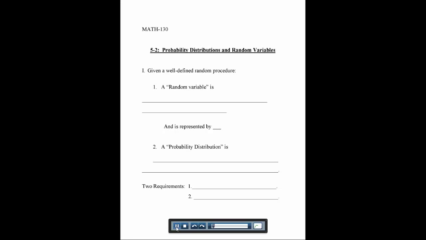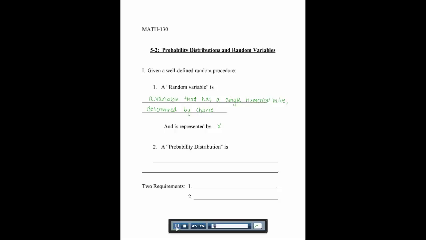In section 5.2, we're going to talk about probability distributions and random variables. Okay, so first we need to define what a random variable is. A random variable is a variable that has a single numerical value. So each one has one number. And it's determined by chance. So it's something that you're doing, some procedure that has some chance to it. Okay? And we represent this by x.